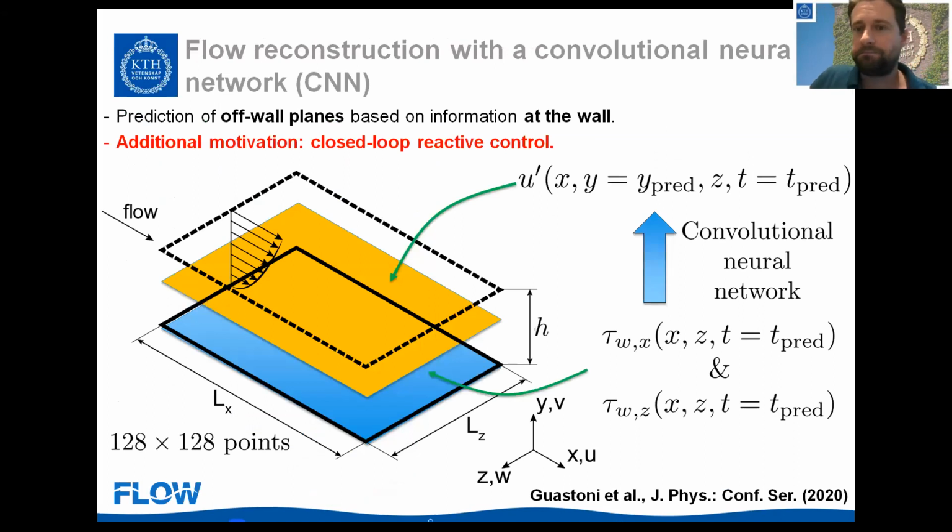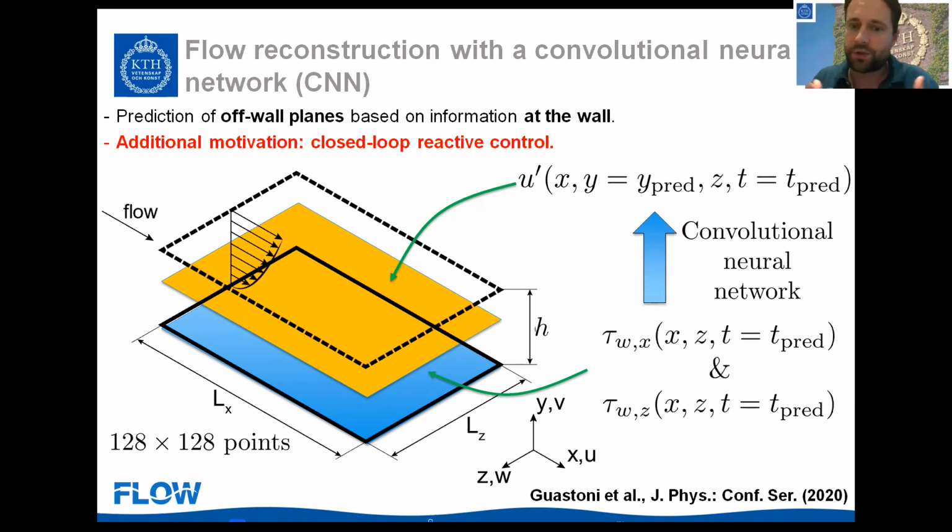And then the idea here is to predict off-wall planes based on information at the wall. So use information at the blue plane that you see here, in this case the 2 wall shear stress components, but we could do more, and then predict the flow above the wall. So in this case, the streamwise velocity fluctuations at a certain distance above the wall.